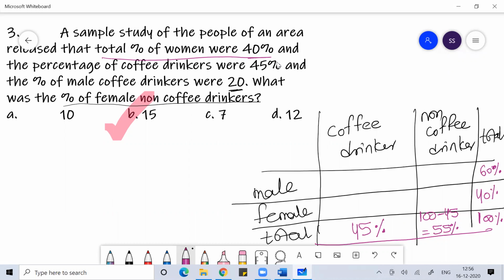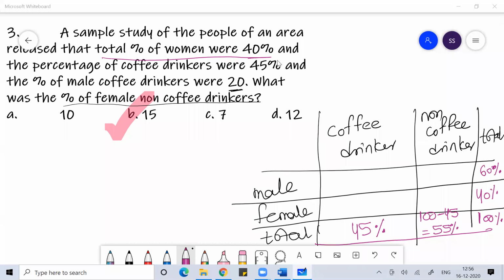So the total percentage of coffee drinkers was 45. So non-coffee drinkers would be 100 minus 45, which means 55. I think everyone is clear this much. Clear, Satish, Chiranjeevi? Okay.